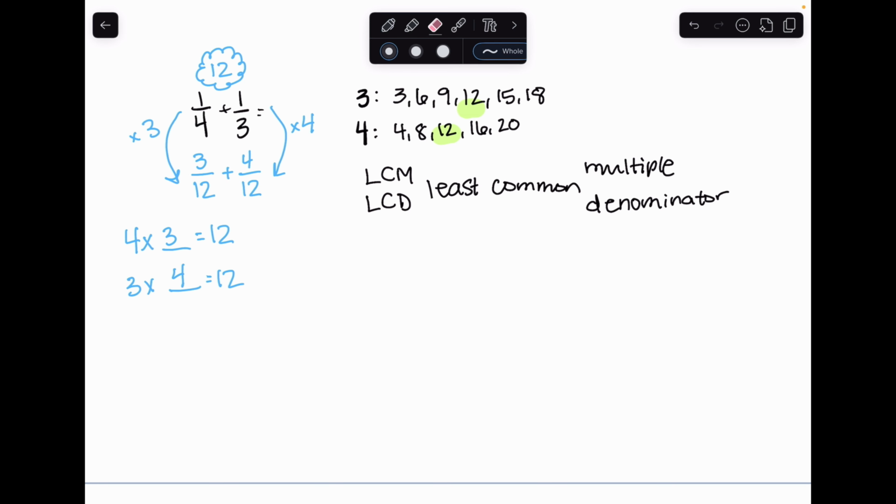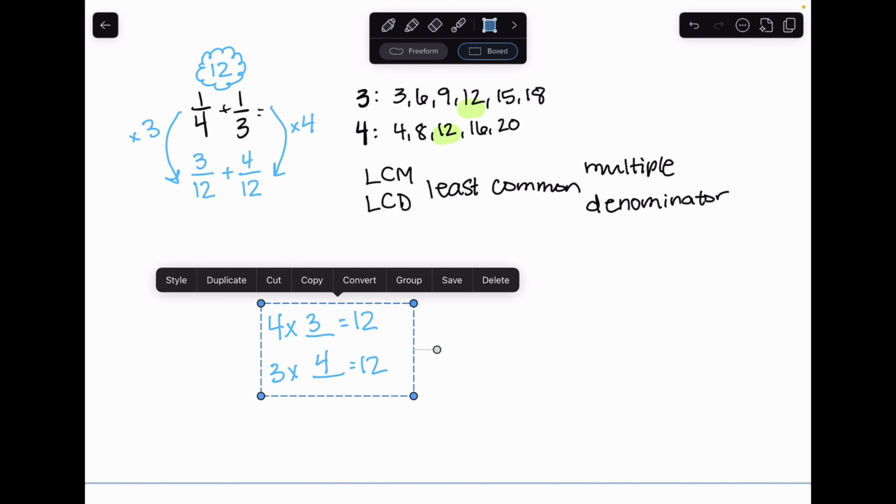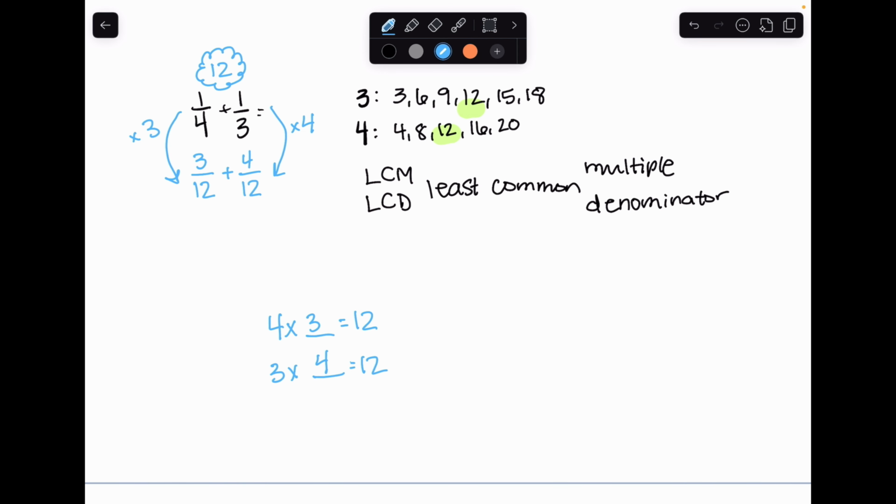All right, so now I can move on and I can actually add these together. So I have matching denominators, that means I'm good to add. So 3 plus 4 is 7, and whenever you're adding or subtracting fractions, you don't actually add your denominator, you just bring it down and record it. It's going to be the same. Alright, so then 7/12 would be my answer.